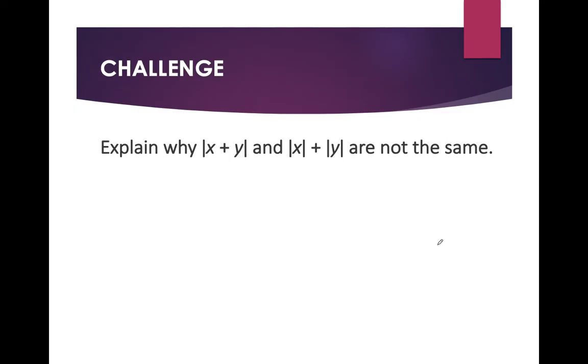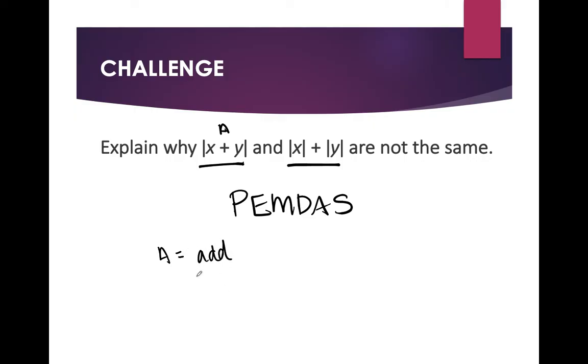Okay, and if you're looking for a little challenge, think about this. Explain why the absolute value of x plus y and the absolute value of x plus the absolute value of y are not the same. And the reason is because of the order of operations, or PEMDAS. In this first example, we'll call this example A. In example A, the first thing you would do would be to add, and then the second thing you would do would be to take the absolute value.